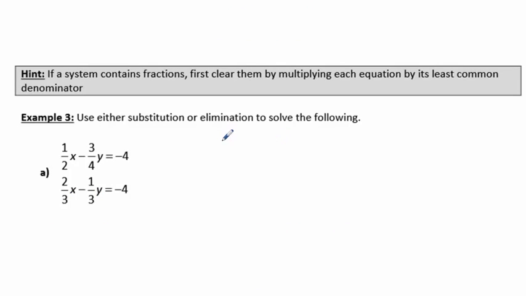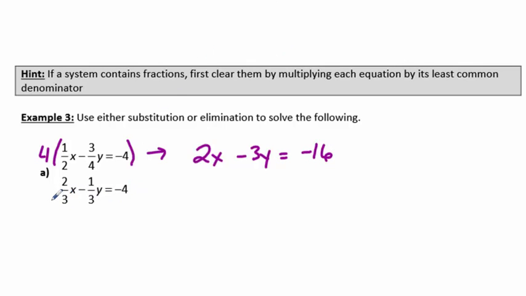In example 3, we can use either substitution or elimination. As the hint says, first clear fractions by multiplying each equation by its least common denominator. So in the first equation, let's multiply everything by 4. There's no need to work with fractions. We might as well get rid of them since we have an equation here. 4 times 1/2 is 2x. 4 times 3/4 is 3y. And 4 times negative 4 equals negative 16.